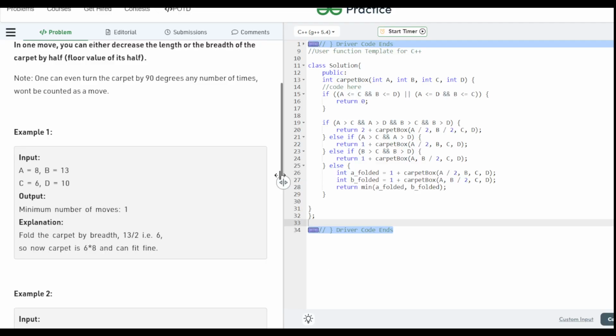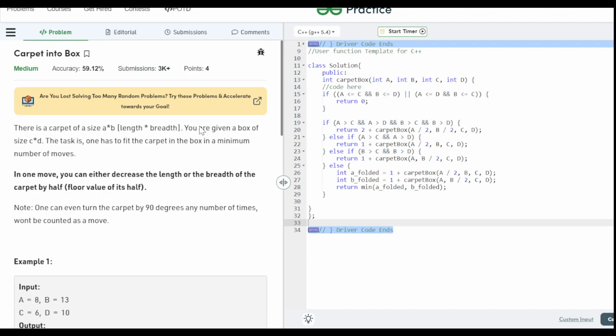Hello guys, so let's discuss today's problem from GeeksforGeeks. The given problem is Carpet into the Box.